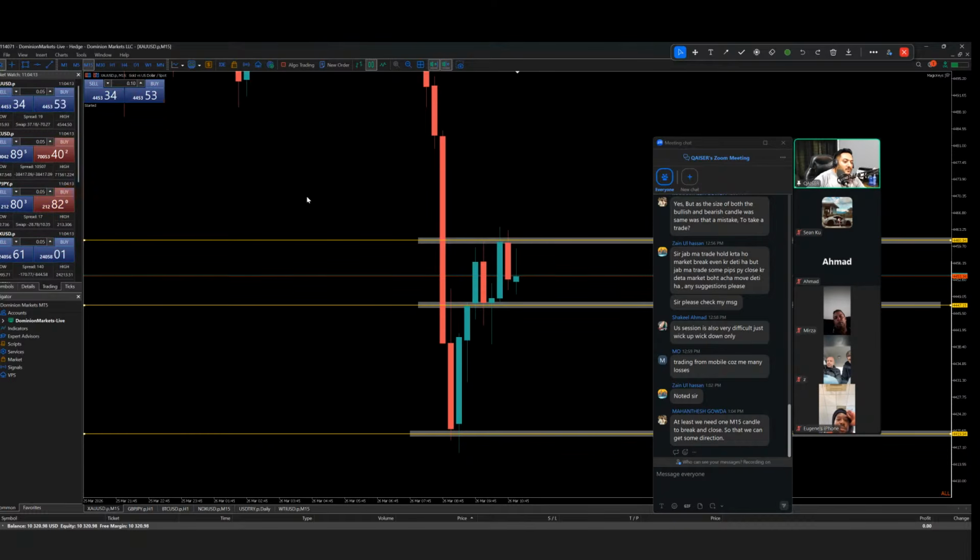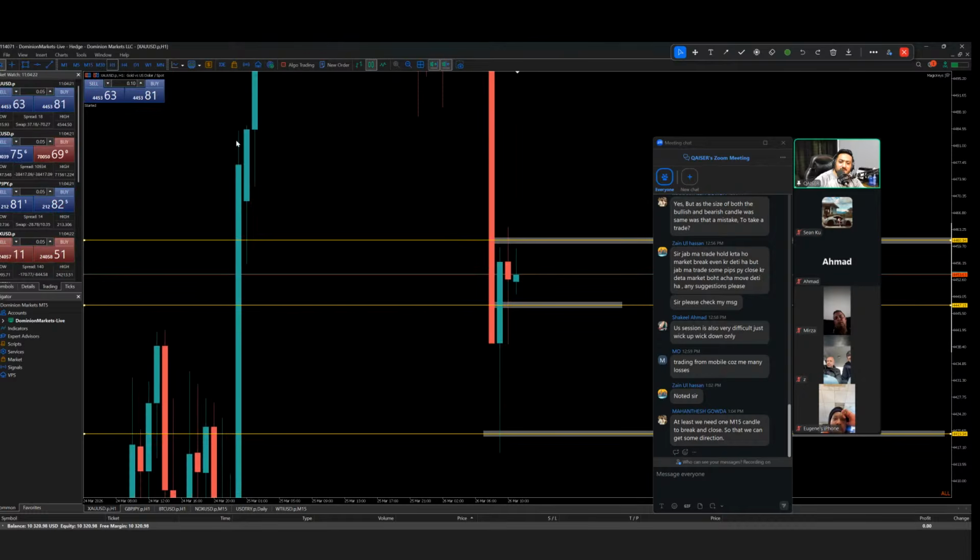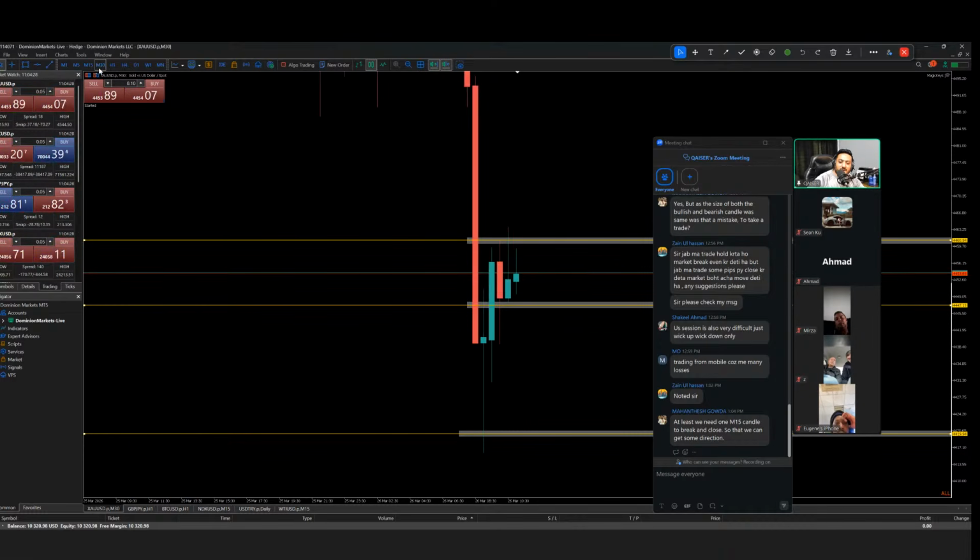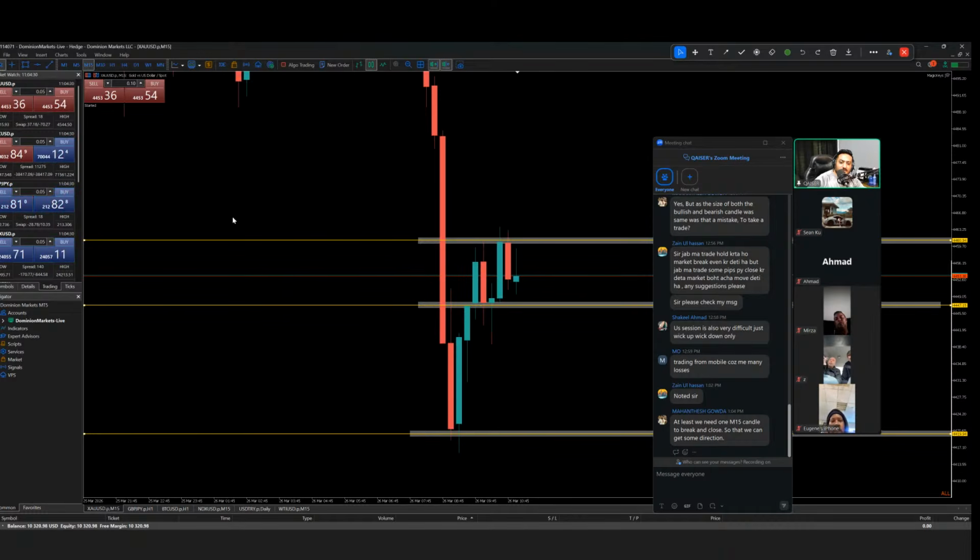So if the current 1 hour closes bearish, there is a chance to push down, but it has a bigger wick down than the body actually. So better to wait for the candle to close. Yeah, I can't do anything about it. At least we need one M15 candle to break and close so that we can get some direction.